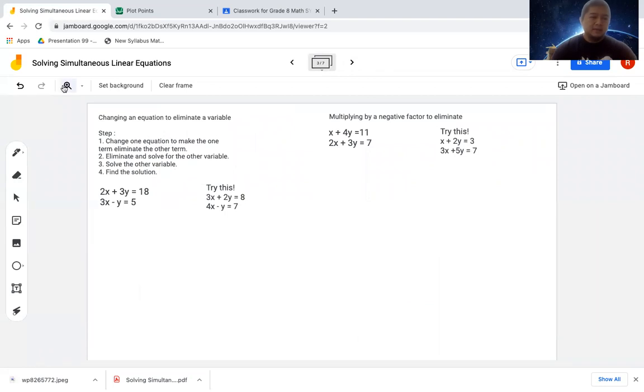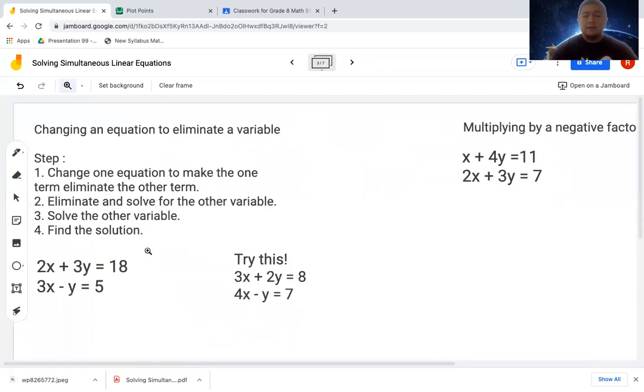All right, so in this next kind, you will see that none of the terms here have the same values, or they don't look the same. However, one of the terms that you have here could possibly be turned into a term that is almost the same as that particular value. So it says here, change one of the equations to make one term eliminate the other term. So what do I mean by that?